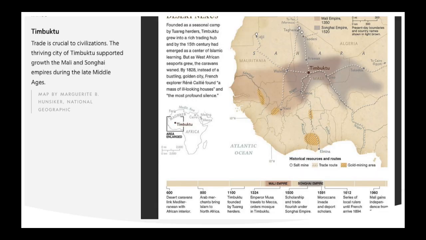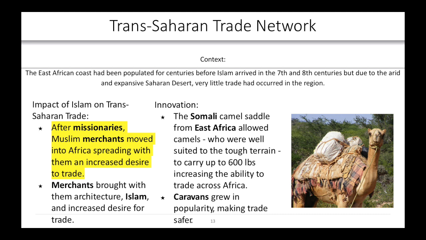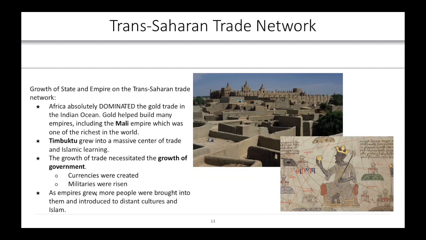Here you can see the overlap between the Songhai and Mali empires. Here's kind of just a repetition of key points about the Trans-Saharan trade route. Interesting point here, the growth of trade necessitated the growth of government. Currencies were created, militaries were raised. Governments often make trade possible by protecting and helping facilitate trade and exchange of goods and services, and also standard currencies. So this developed, of course, with the Trans-Saharan trade route in the Mali and Songhai empires in particular.